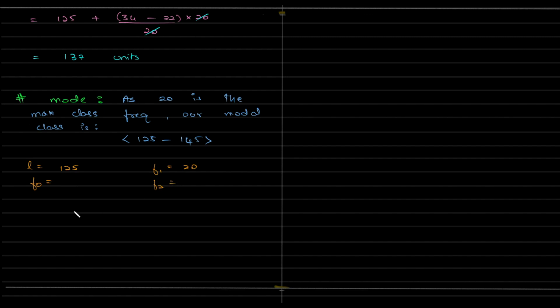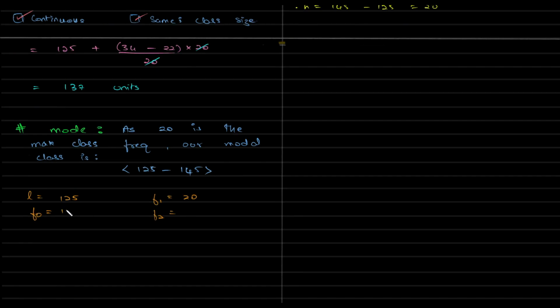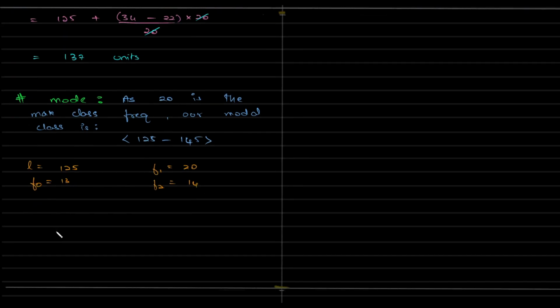h we already know. f0 is 13 and f2 is 14. And we are done. So we have the mode formula next.